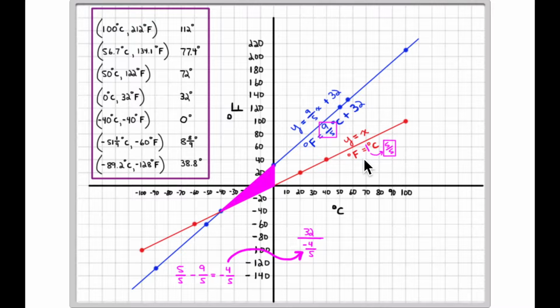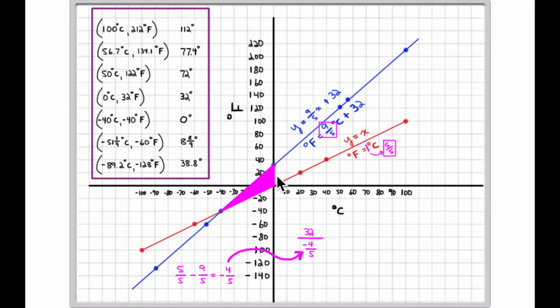And so the difference in the slope is this 5/5. So I'm going to take this 1 degree Celsius and rewrite it as 5/5 degrees Celsius and subtract the 9/5 from that. So that's the difference in the slopes. It's a -4/5. And so what that means is that this gap between these two graphs is closing at a -4/5 degrees Fahrenheit for every degree Celsius.